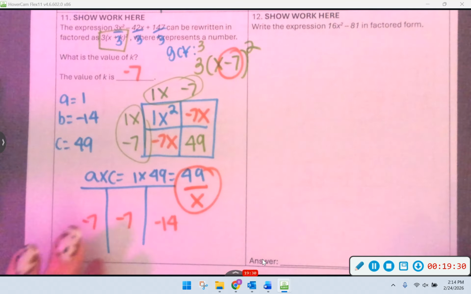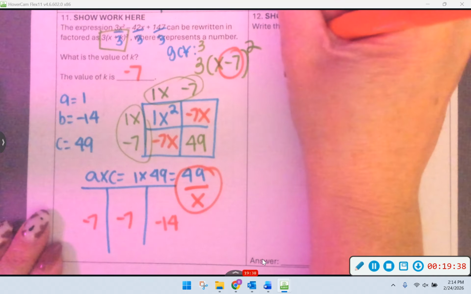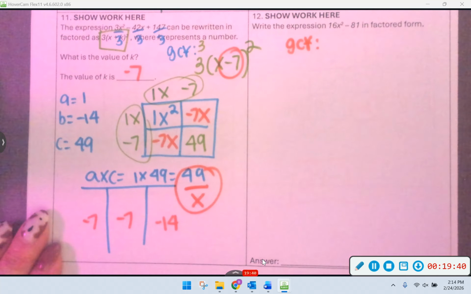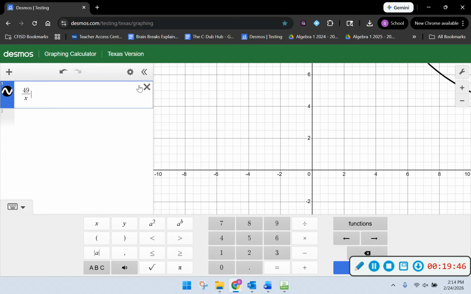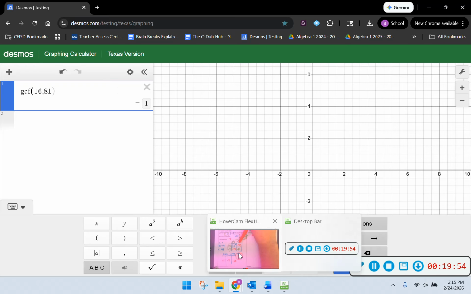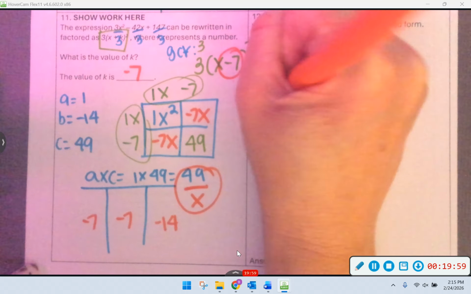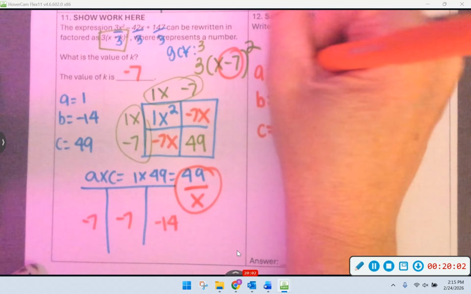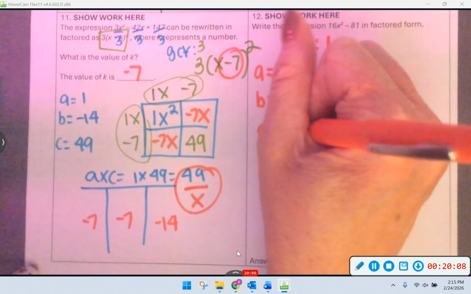All right, number 12. Okay, write the expression 16x squared minus 81 in factored form. So let's go find our GCF of 16 and 81. GCF of 16, 81 is 1. So I don't need to divide anything out to get my A, B, and my C. So I'm going to write my A, my B, and my C. My A is 16. I do not have a B, so we're going to write in 0 for my B. And my C is negative 81.